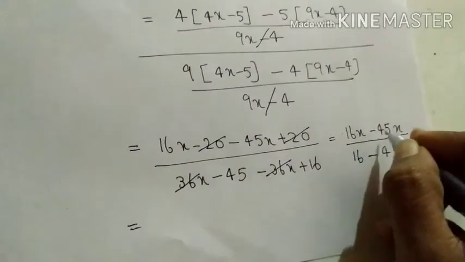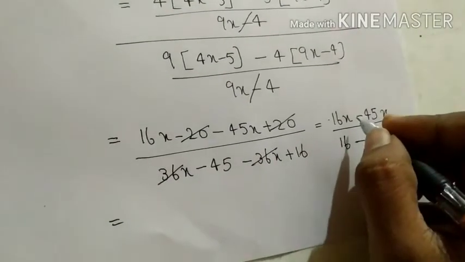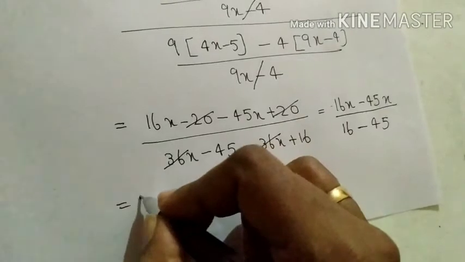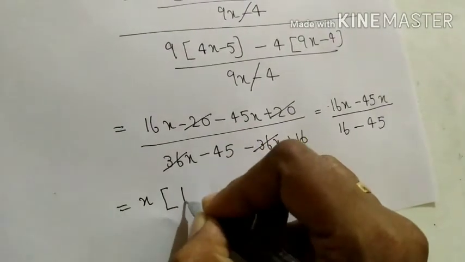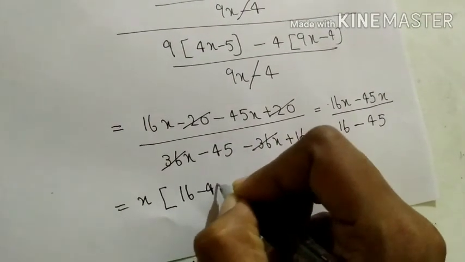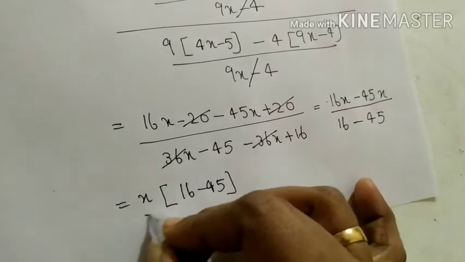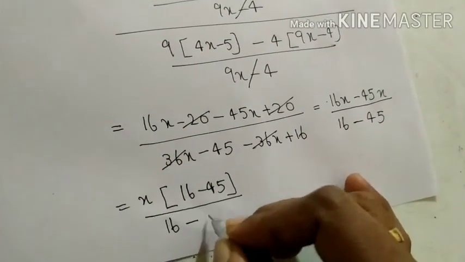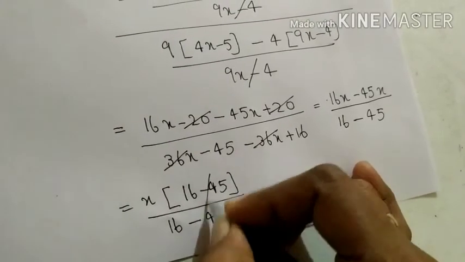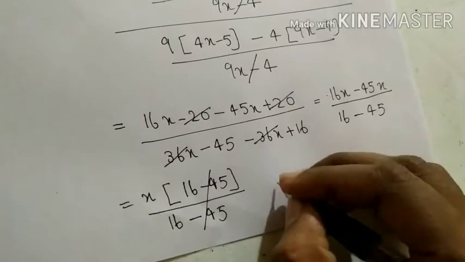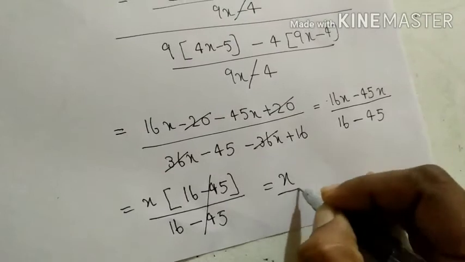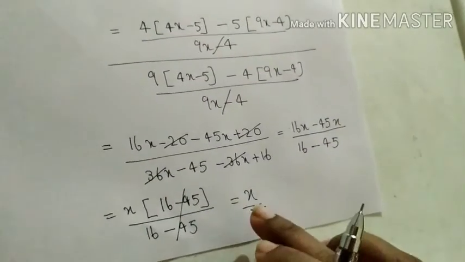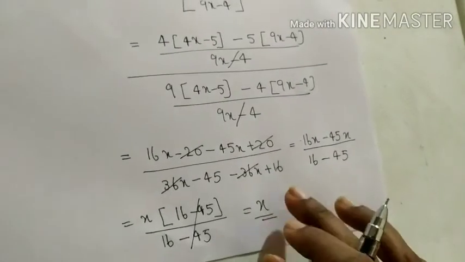Taking x as common in the numerator, taking x outside we get x into (16 - 45) in the numerator, and in the denominator 16 minus 45. These two terms are common and cancel each other, and we get x. So we have shown that f(y) = x. Okay, I hope you understood.